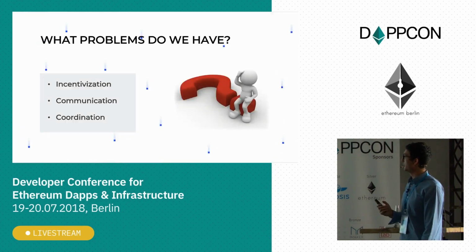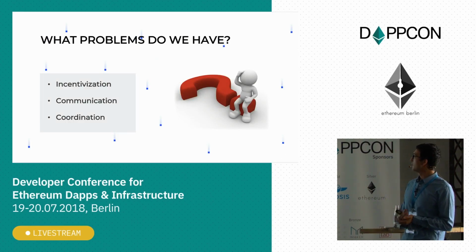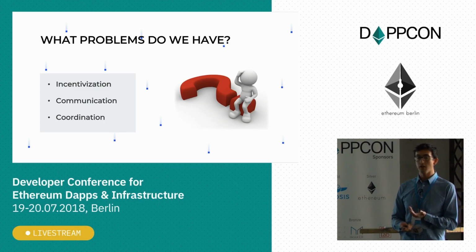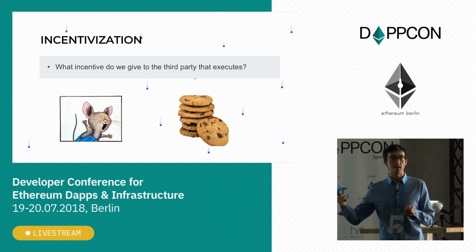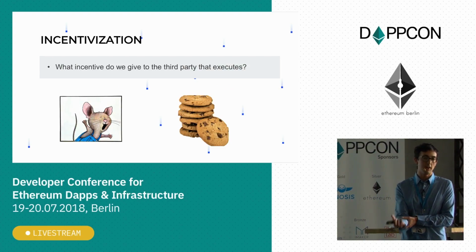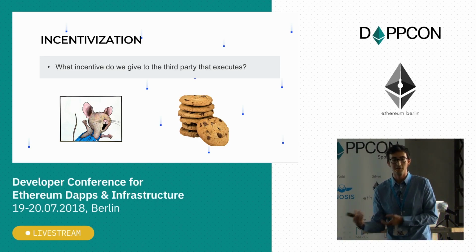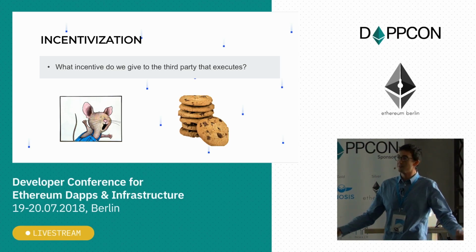So the 3 major topics that we have are the problem of incentivization, communication, and coordination. The incentive is necessary to having an execution market that will execute the transaction, because without any kind of incentive, they have no reason to be running a client. It'll cost them money, and they won't do it pro bono.